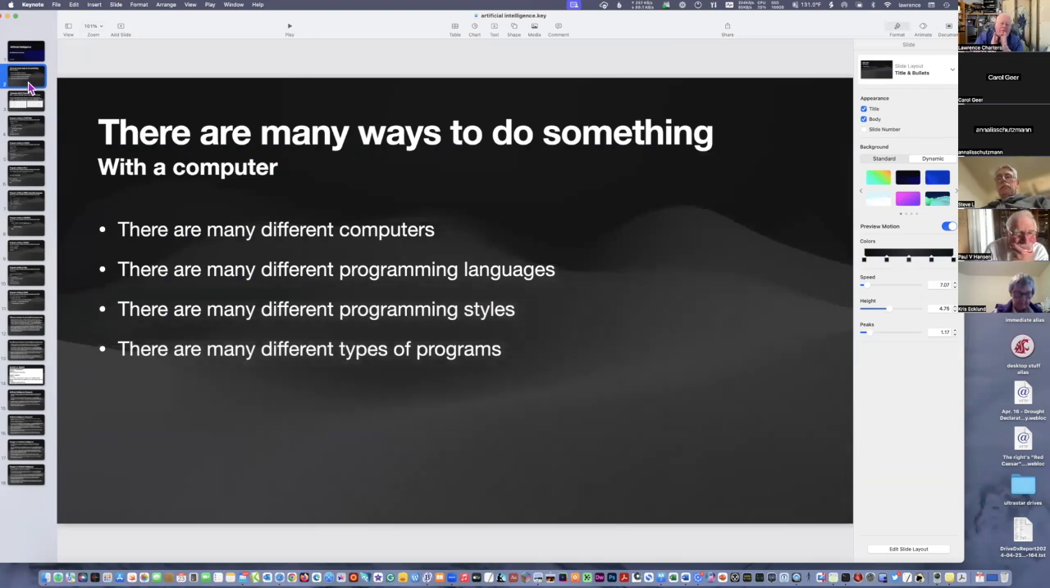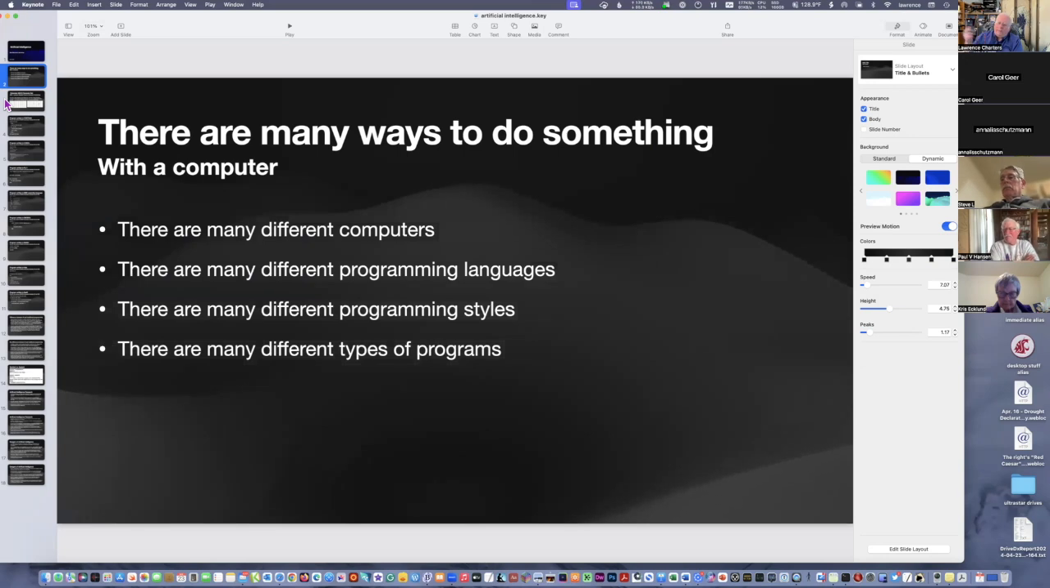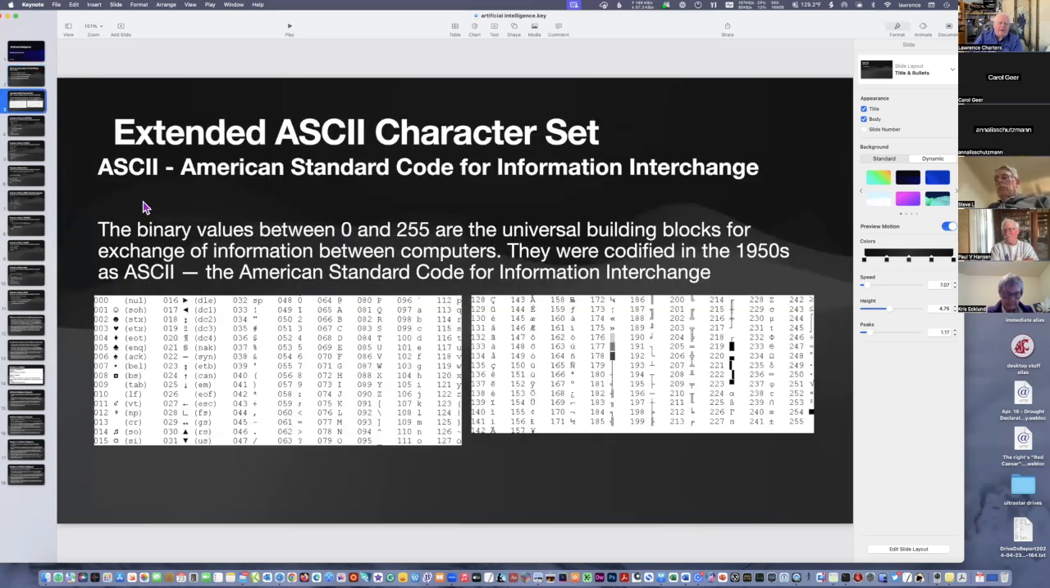The first thing I want to mention is there are many things you can do with a computer. There are many different kinds of computers, many different kinds of programming languages, different programming styles, different kinds of programs. I mention that because a lot of what people are calling AI is just programming. So I want to talk about what programming is first and then explain the difference.